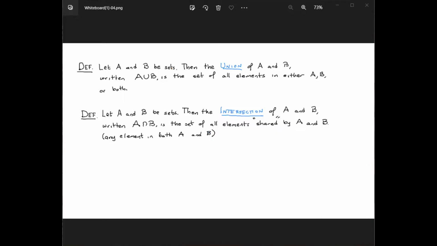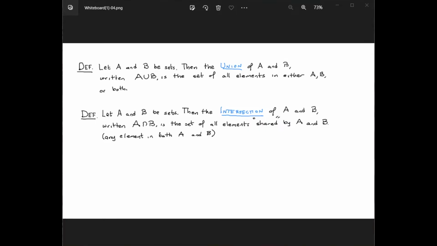We have two new definitions now. The first one being the union of two sets. If we let A and B be sets, then the union of A and B, written as A, then a little cup B, is the set of all elements that is either in A, B, or in both A and B.